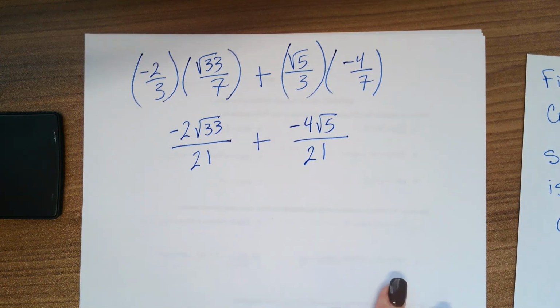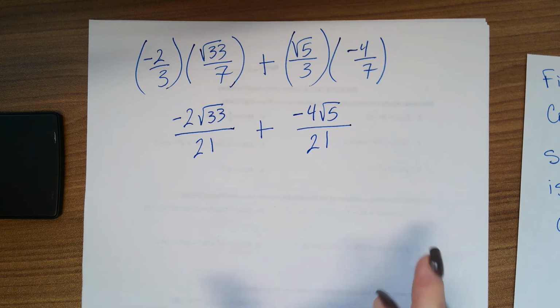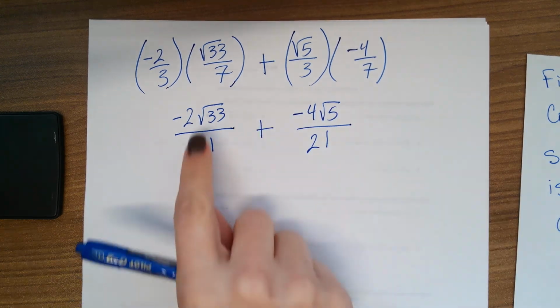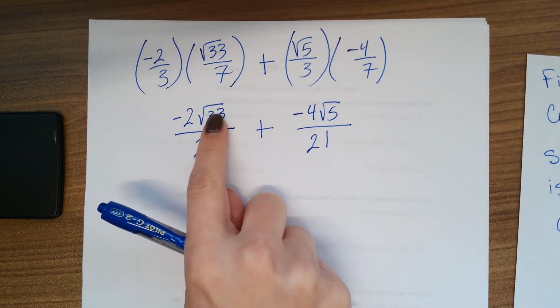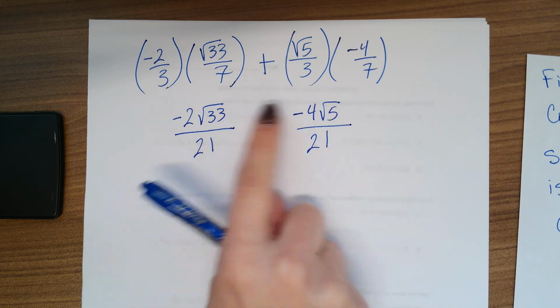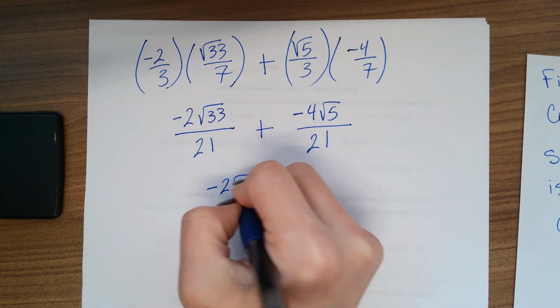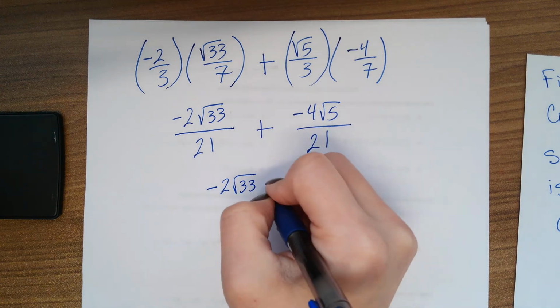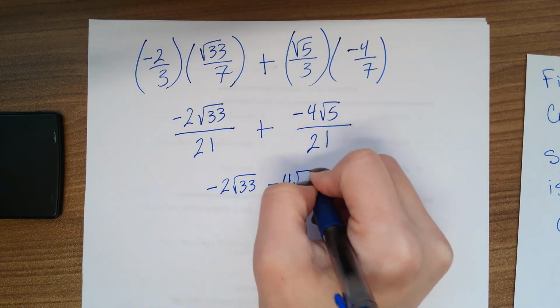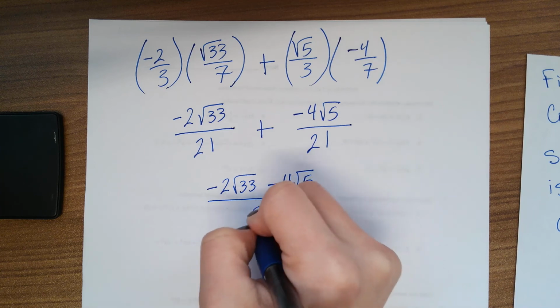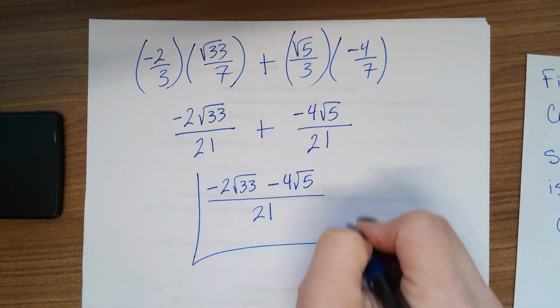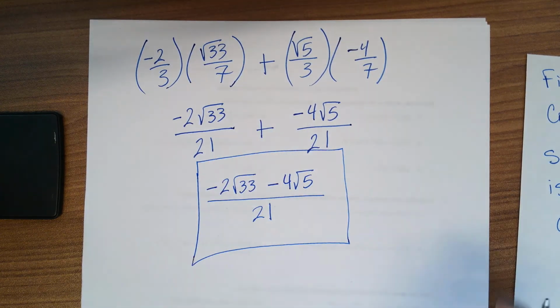And now I have fractions with common denominators, so I'll just combine the numerators. Since what's under the radical is not the same, then these are not like terms, so I'll simply just write negative 2 square root of 33 plus a negative is just minus 4 square root of 5 all over 21. So there is the exact value of cosine of x minus y given the information.